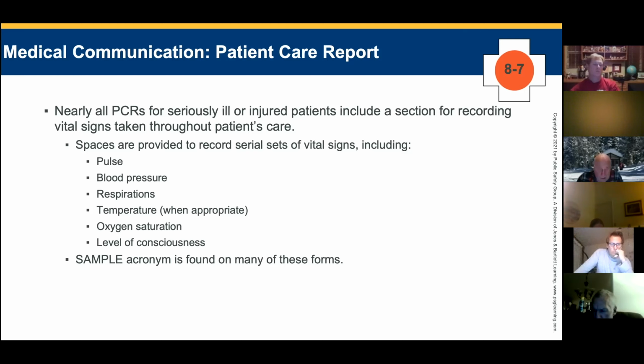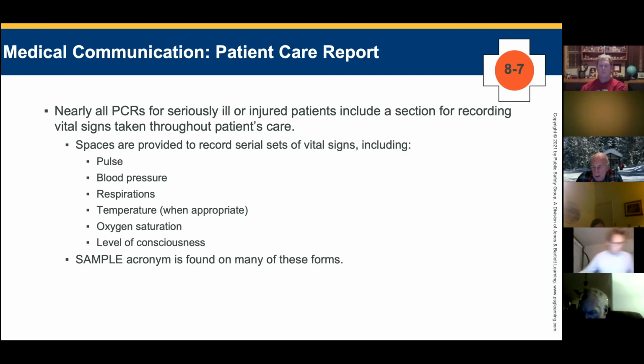Now in town, I typically read 97-98%. Up on the hill, I'm in the lower 90s. I know the book says under 94 is an issue, but again, you're typically going to see readings that are in the low 90s just at the hill. Level of consciousness. These are things that we have on our vital records in the first aid room.